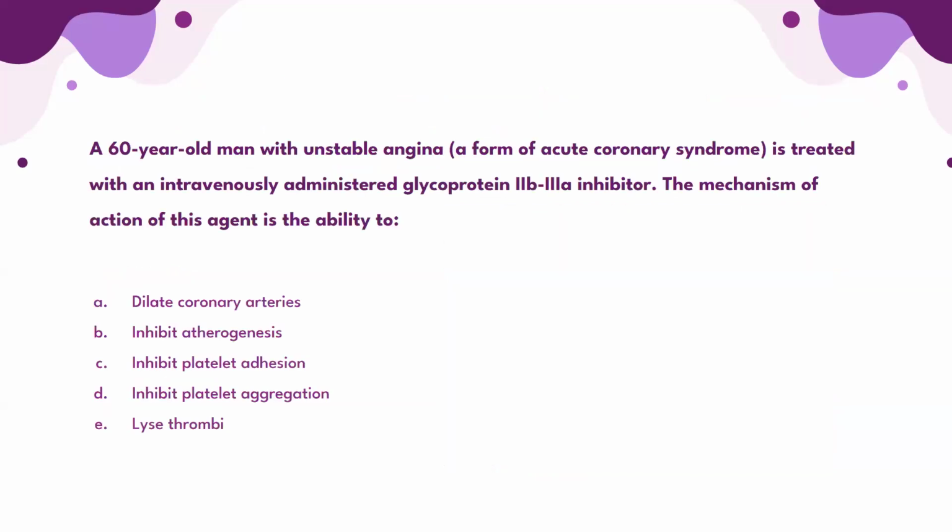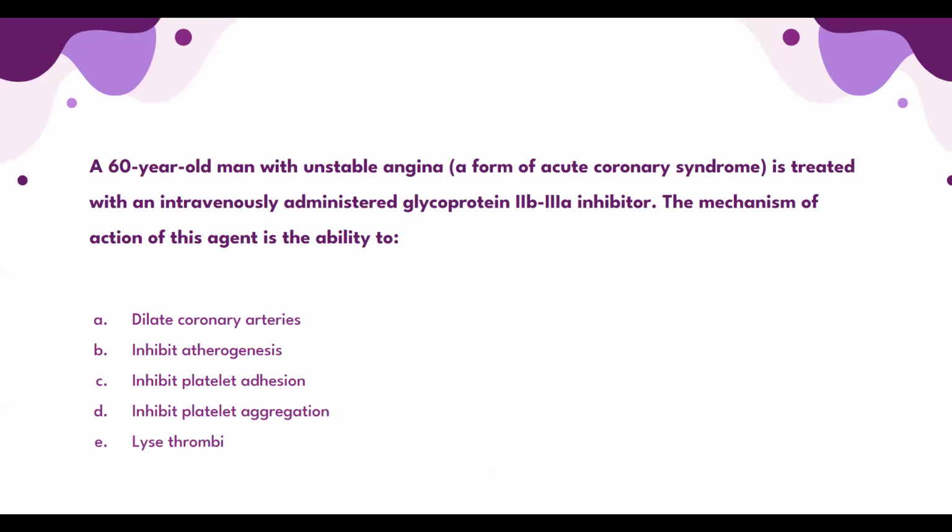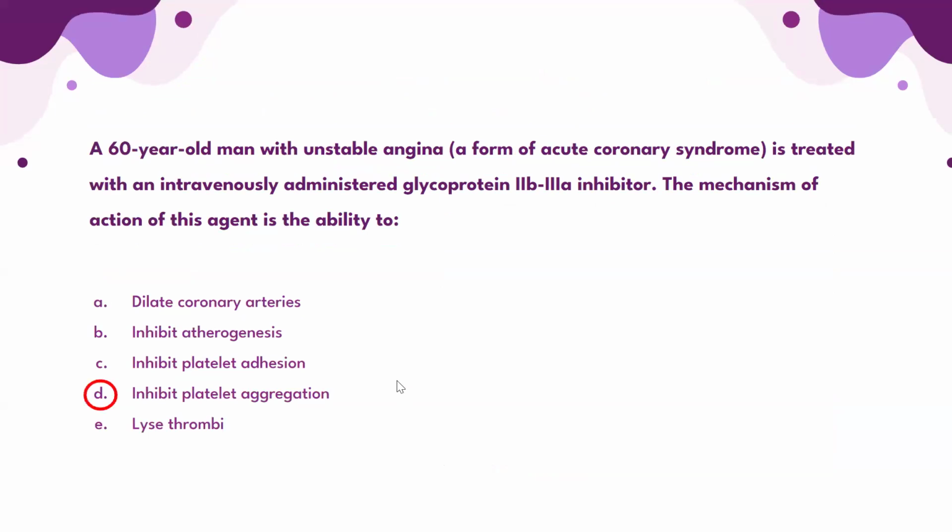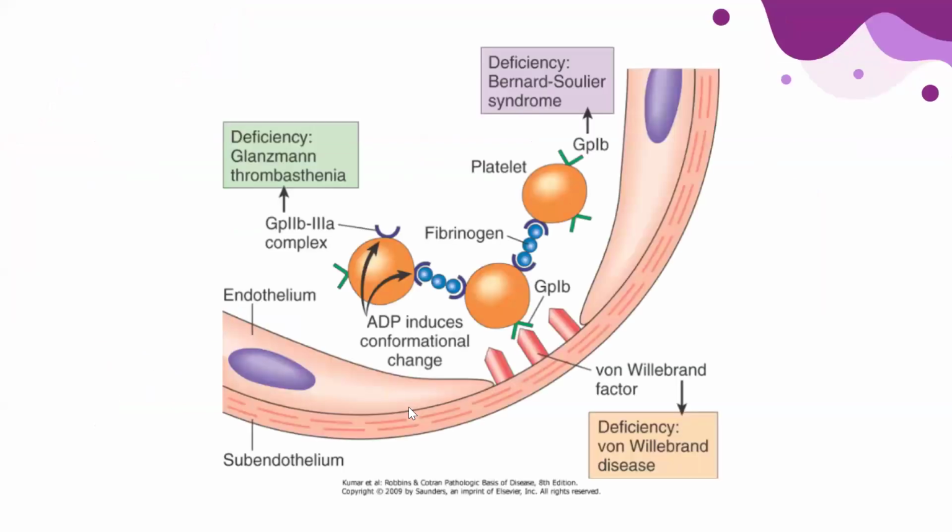All right, I think this is our second last question. A 60-year-old man with unstable angina, which is a form of acute coronary syndrome, is treated with an intravenously administered glycoprotein 2B3A inhibitor. The mechanism of this action is the ability to do which of the following? D. Yes, somebody said D in the chat. You're right, D. And how is that?